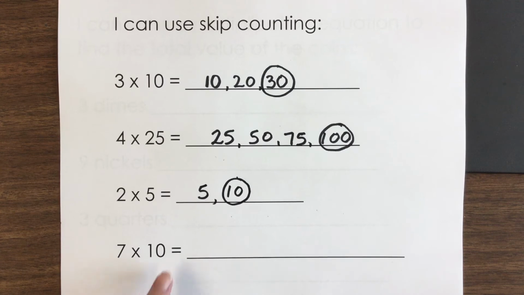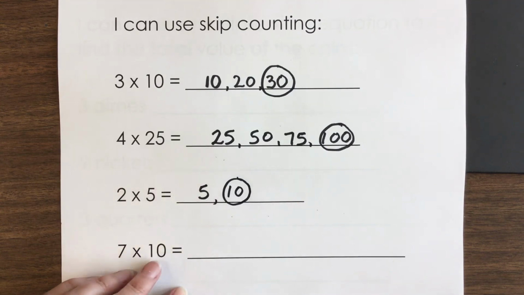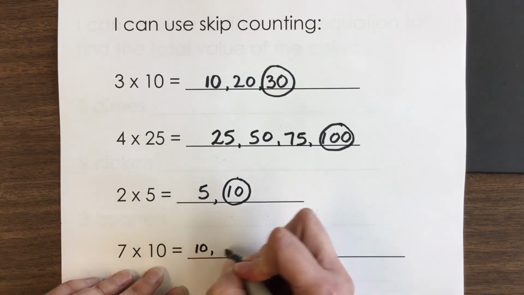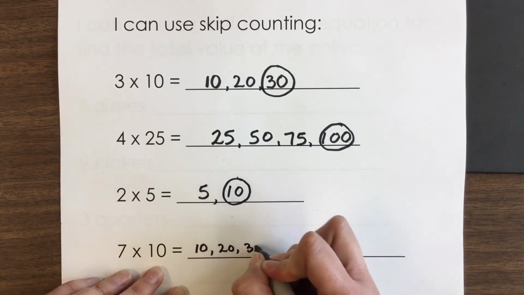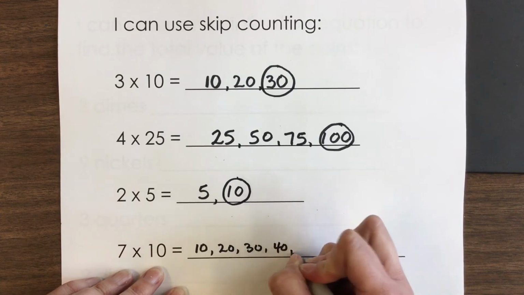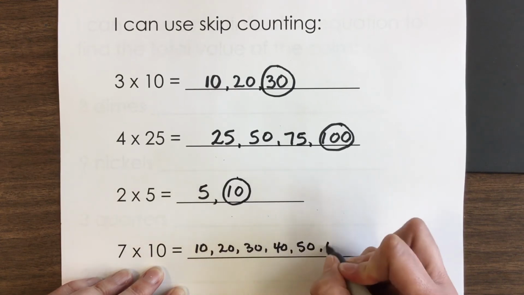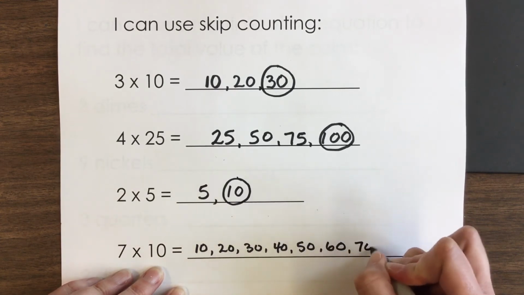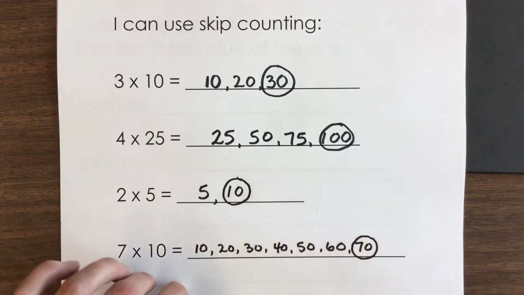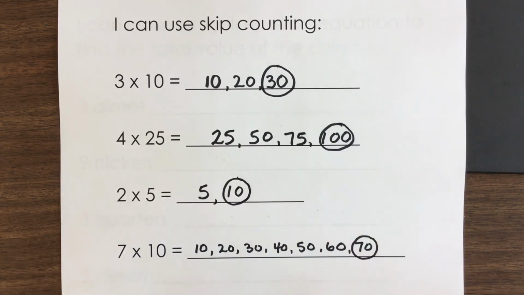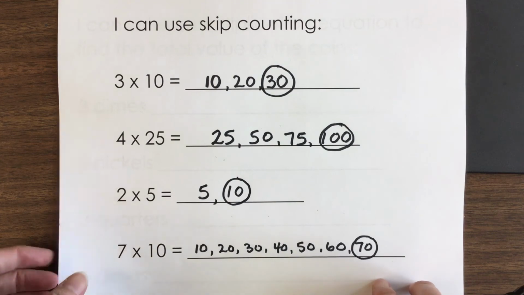7 times 10. This means that I have, for example, either 7 $10 bills or I might have 7 dimes. So what does that equal? Well, we're going to count by 10 7 times. 10, 20, 30, 40, 50, 60, 70. There you go. Your answer is 70. So I can use skip counting to find the answer when I multiply. And that will be your job in question number 2.